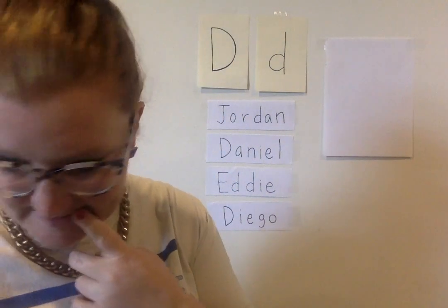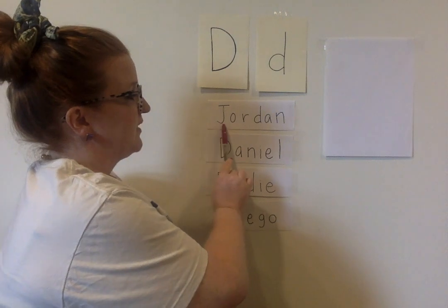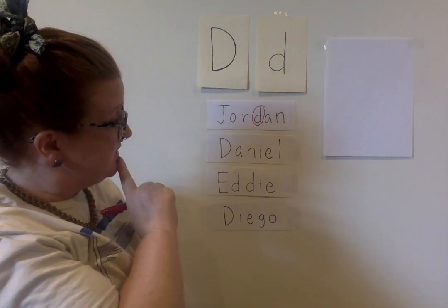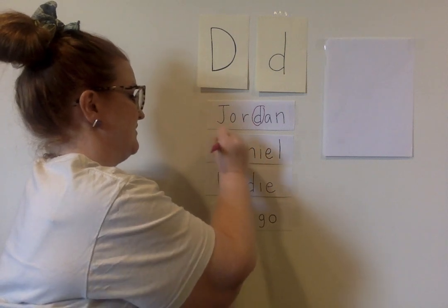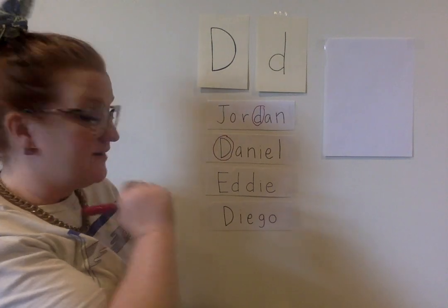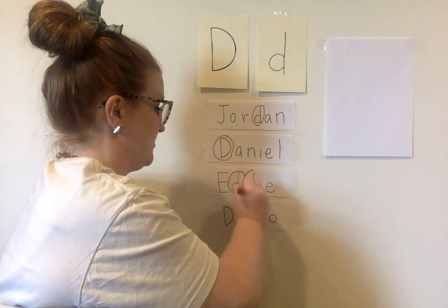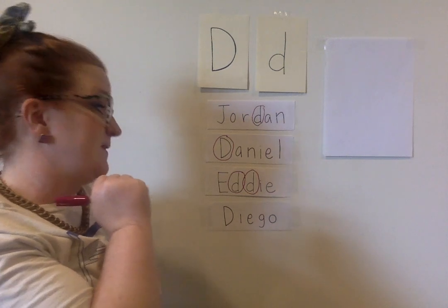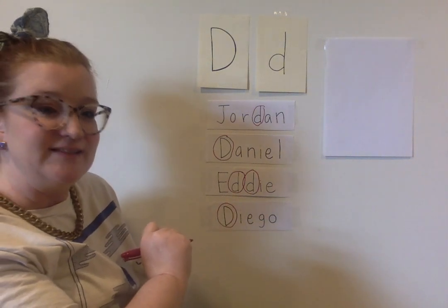So, let's see if we can find them again, and we're going to give them a circle. So, let's look at Jordan's name. Right there, that's letter D. I'm going to circle it. Let's see, where is it in Daniel's name? You got it right here. We're going to circle that one. And what about Eddie? Where is the D's in Eddie's name? You got it. Remember, he has 1 and 2. So I'm going to circle both of his D's. And then where is the D in Diego? You got it. It is right here in the beginning of his name, uppercase D.